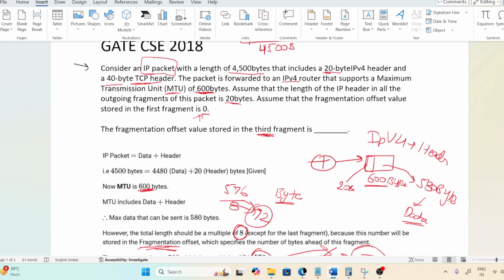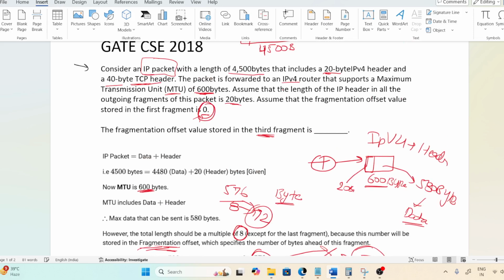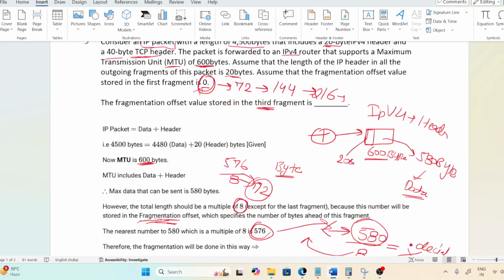So the initial fragment offset, as the question said, was 0. After 0, what will come? 72. After this, add 72 again, giving 144. Add 72 again, giving 216. So like this we are going to add to our fragment offset.